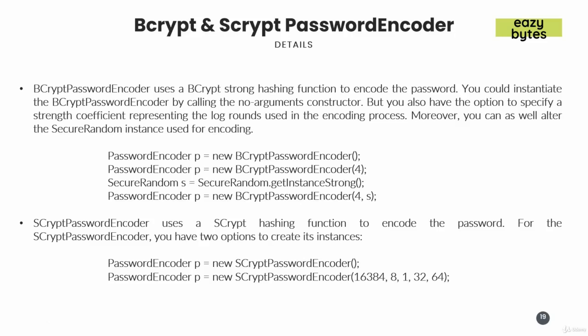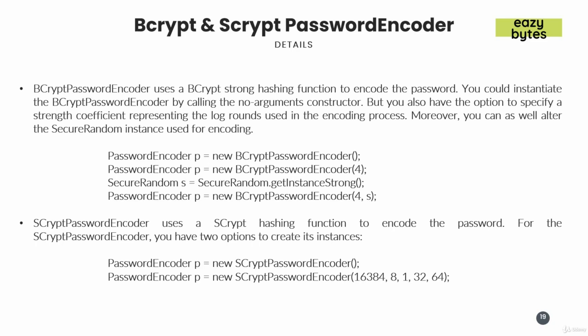In this video, let's look at the last two password encoders provided by the Spring Security framework, which are the BCrypt and SCrypt password encoders. The BCrypt password encoder is the most commonly used password encoder these days in any web application for hashing, especially for passwords. It follows the BCrypt strong hashing function to encode the password, and you can create this encoder by following any of these three constructors.